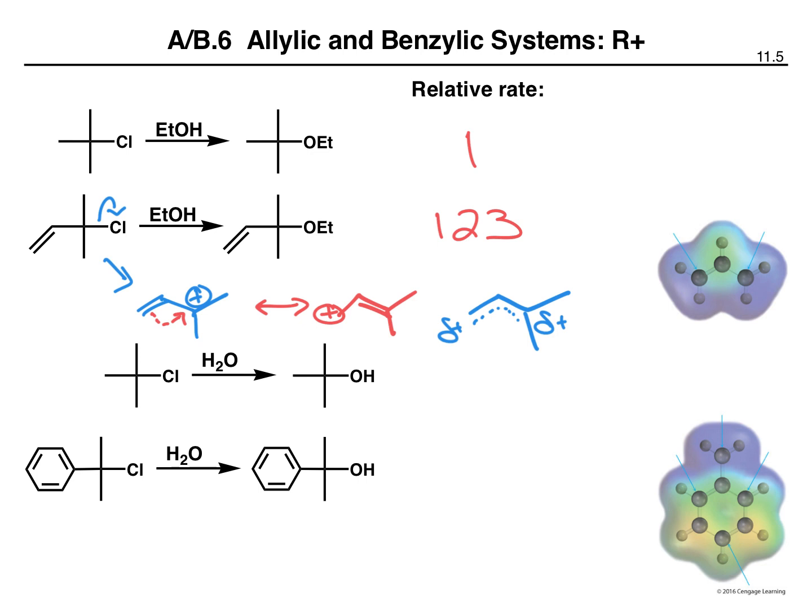Over here, we have an electrostatic potential map, and blue is positive. Red is negative, blue is positive in these electrostatic potential maps. And so you can see that we have a buildup of positive charge here as well as here.